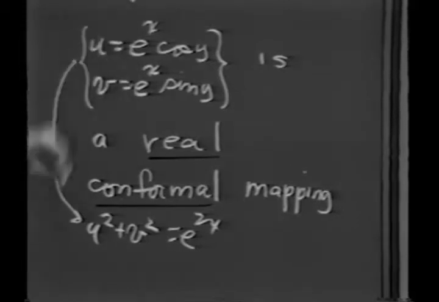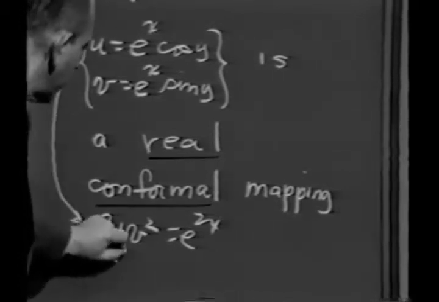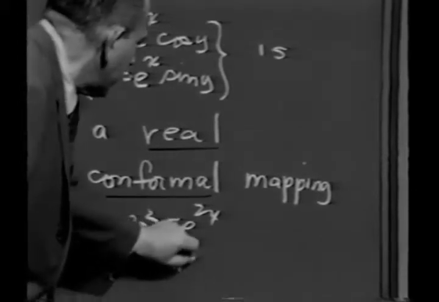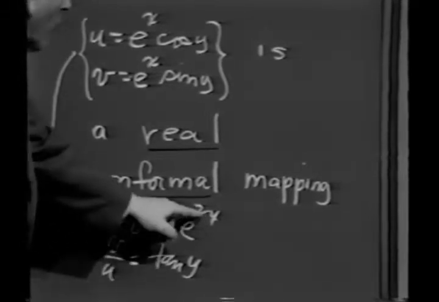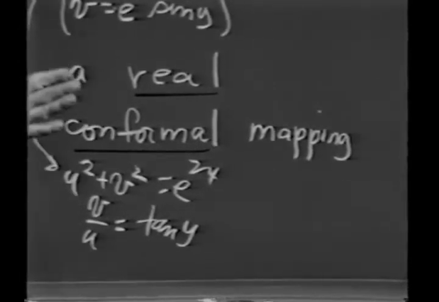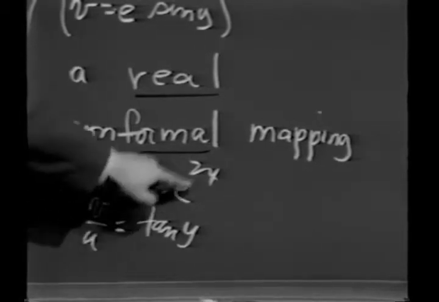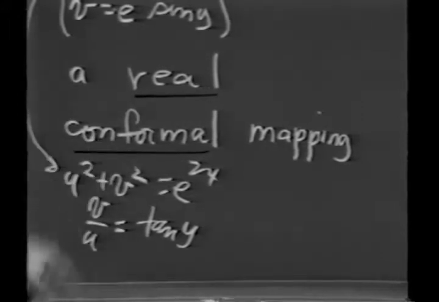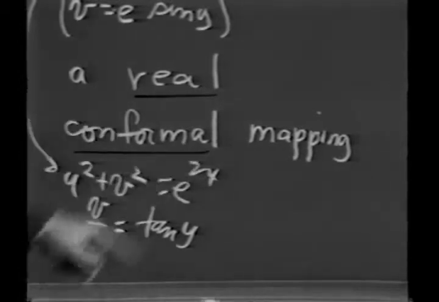To eliminate x from the equations, I can divide the bottom by the top, and I get that v over u is equal to tangent y. And by the way, notice what this tells me. What are the basic lines in the xy plane? They're the lines x equals a constant, y equals a constant. Notice that if x is a constant, this says that u squared plus v squared equals e to a constant power. That's u squared plus v squared is a constant. That's a circle centered at the origin. In other words, the lines x equals a constant map into concentric circles.